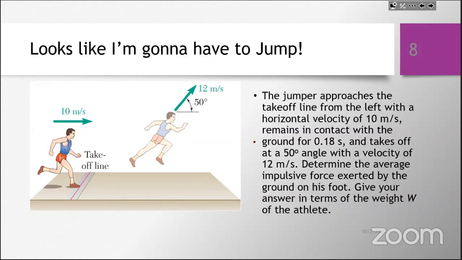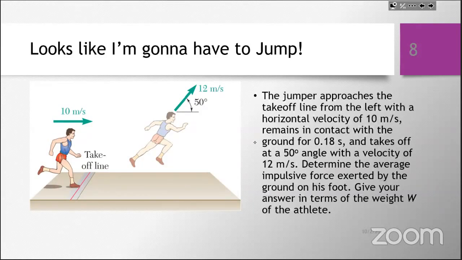So how much is the ground reacting to his foot? He slams his foot down, and there's some force of the ground pushing back up on him, called the normal force. We want to give our answer in terms of the weight of the athlete. So we don't know the weight of the athlete, we don't know how much he weighs or what his mass is. So the first thing that we need is our impulse momentum diagram.